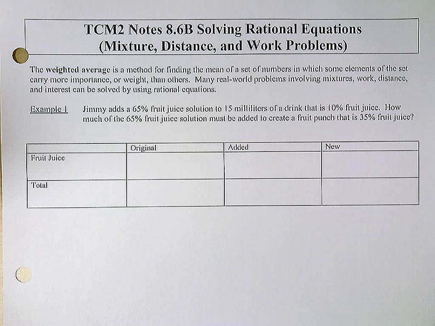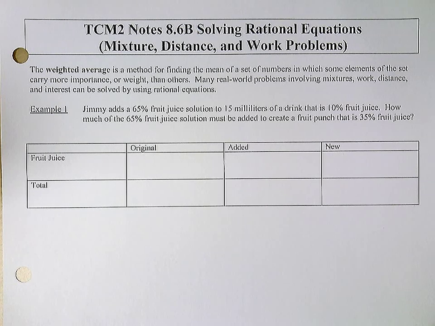Problems, so you will have to set up that rational equation. I did include these tables to help you out on how to set that up as well. The weighted average is a method for finding the mean of a set of numbers in which some elements of the set carry more importance or weight than others. Many real-world problems involving mixtures, work, distance, and interest can be solved by using rational equations.